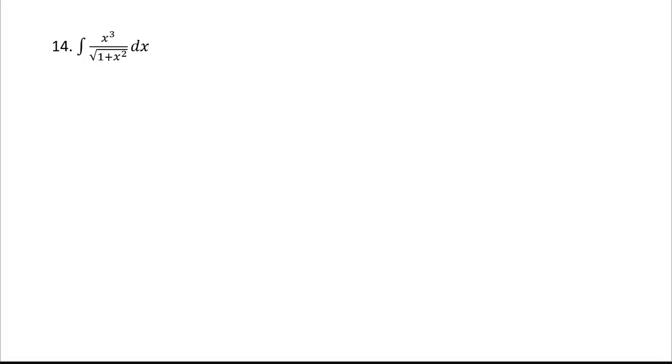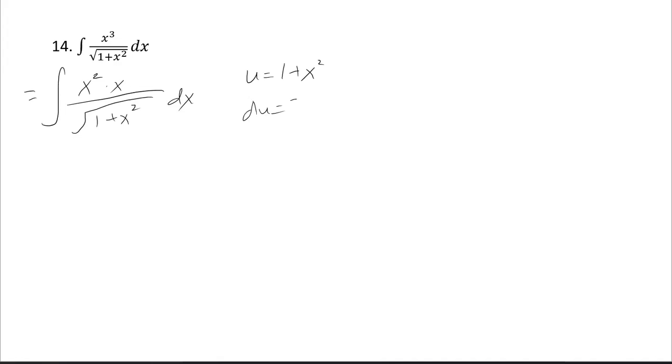Okay, so let's rewrite the top as x squared times x. Leave the bottom alone. And we could let u be 1 plus x squared. So du is 2x dx. Okay, so let's start substituting. The bottom's simple enough. It's square root of u. What about the top? Well, x squared is u minus 1 if we look at the definition. So u minus 1. And then x dx is half du.